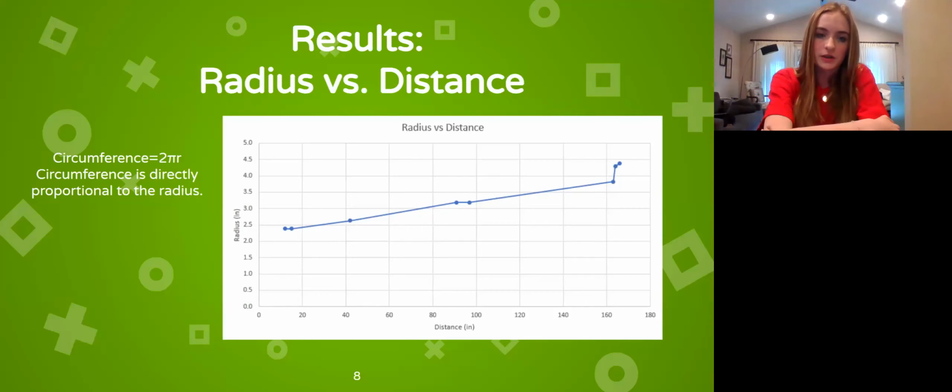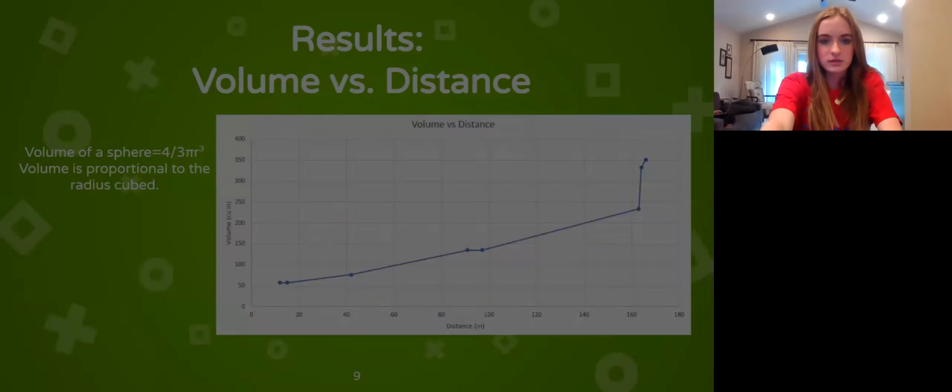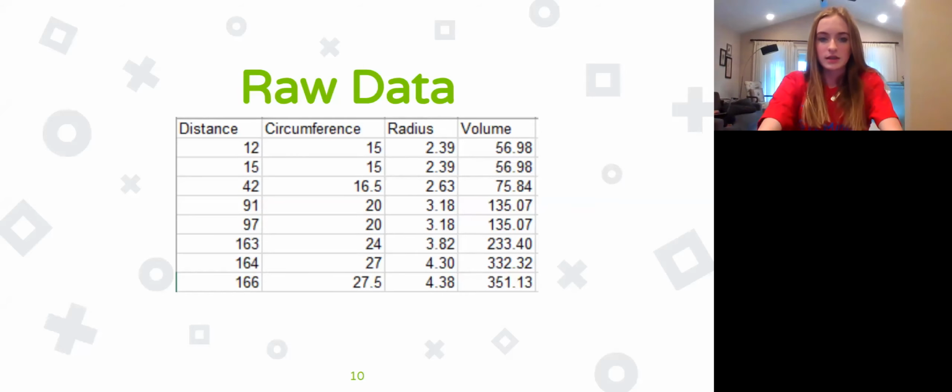The formula here is the circumference equals 2 pi r, where r is the radius. And for this one, it was 4/3 pi r cubed, and that was to find the volume versus the distance. Here's the data that we pulled up just before we put it into the graphs.